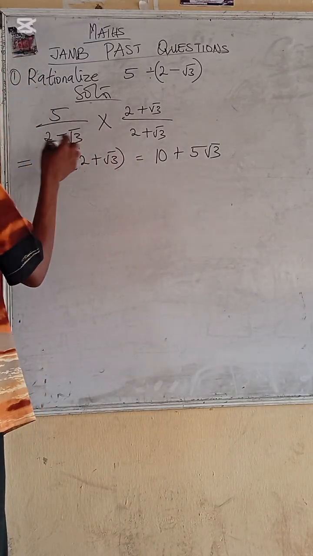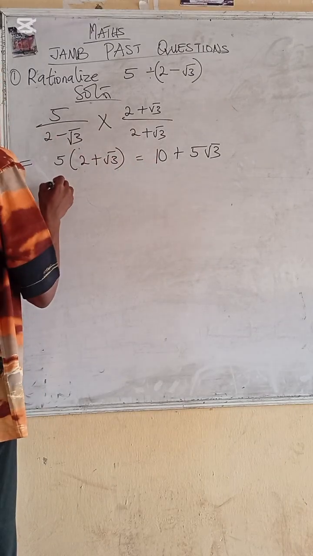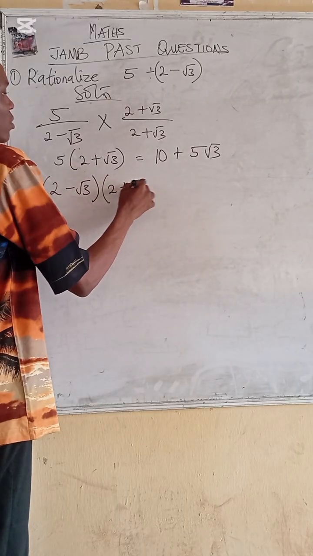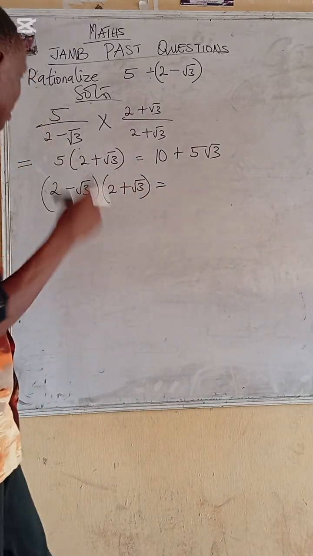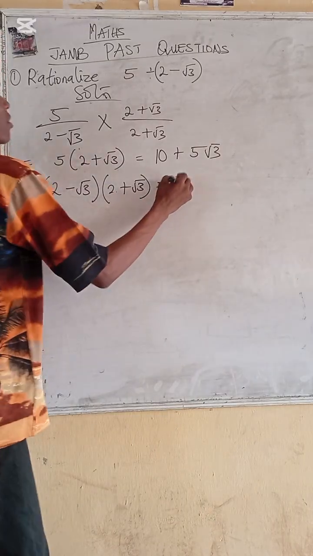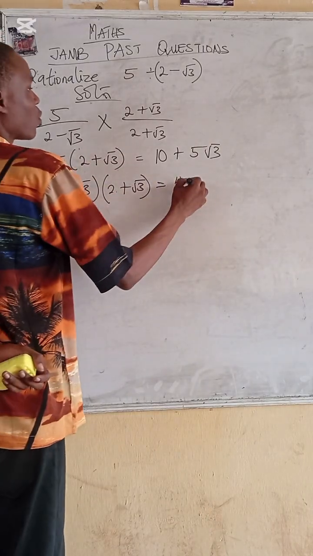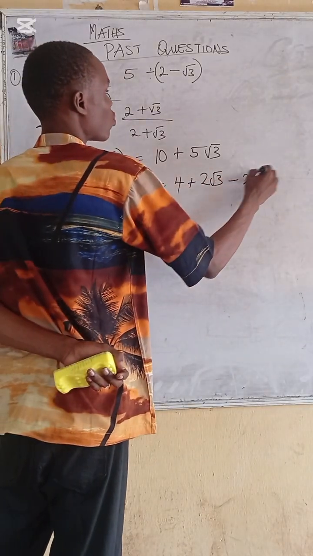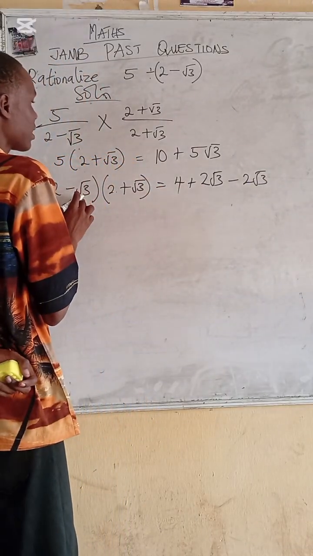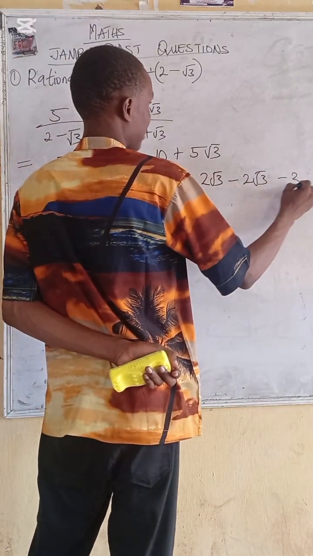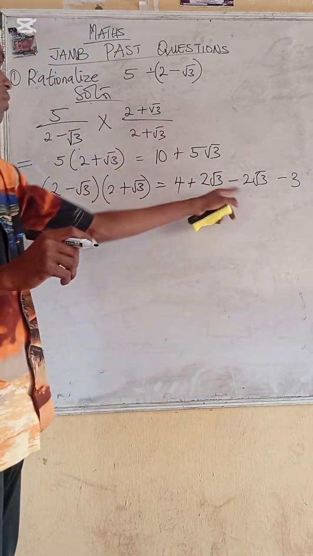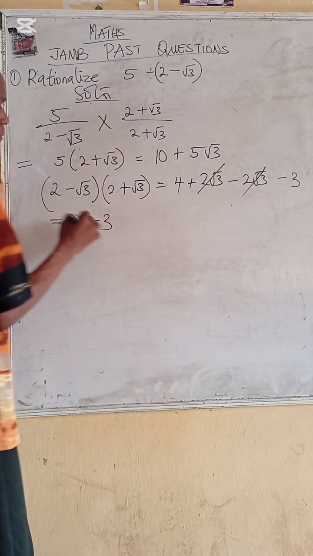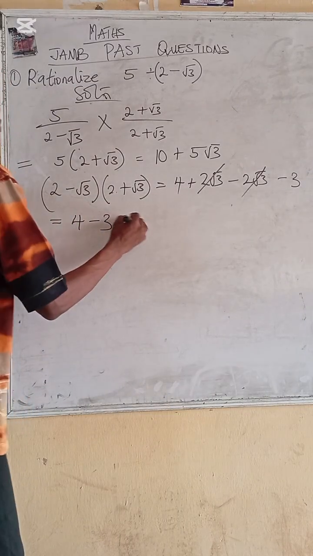Now for the denominator, we have 2 minus root 3 multiplied by 2 plus root 3. 2 times 2 is 4. 2 times root 3 will be plus 2 root 3. Minus root 3 times 2 will give you minus 2 root 3. Minus root 3 times plus root 3 will give you minus 3. This minus this gives 0, so it will go off. I will now have 4 minus 3, which should give us 1.